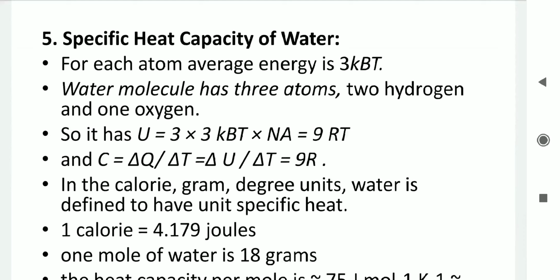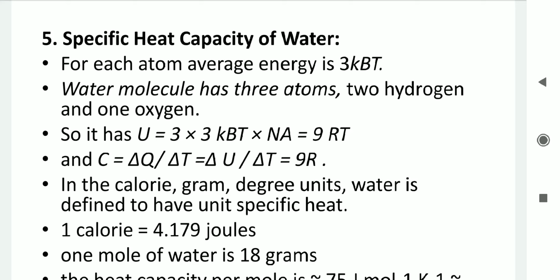Here each atom has an average energy 3 kBT, just like a solid. A water molecule has 3 atoms, and its chemical symbol is H2O. So 2 hydrogen atoms and 1 oxygen atom are there. For one atom, the total energy is 3 kBT. So 3 atoms form a single water molecule. So 3 into 3 kBT into Na will give you 9 RT.